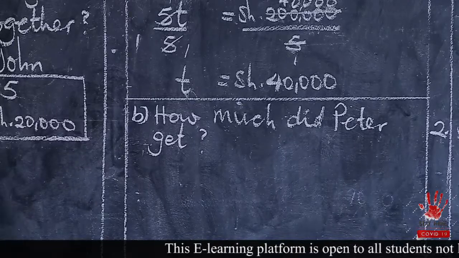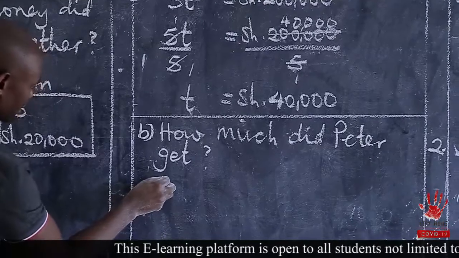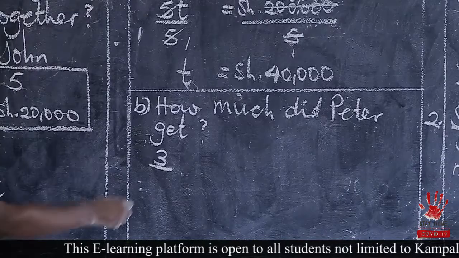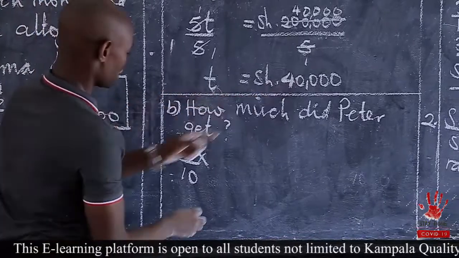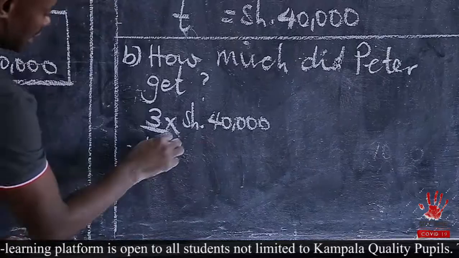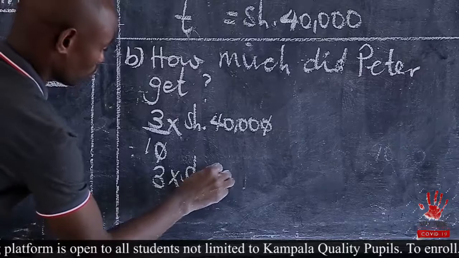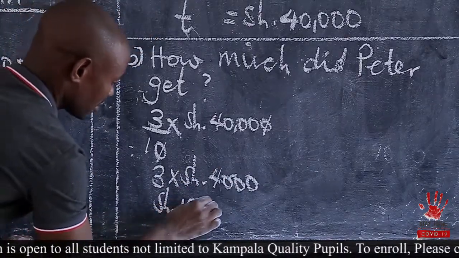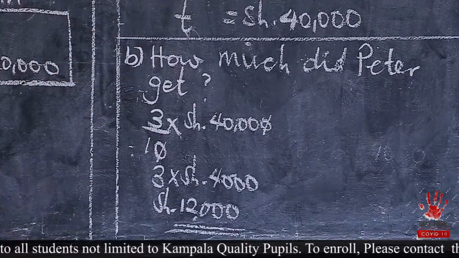So since we have now the total, I think things are now very easy. We know that Peter has 3 out of the total ratio, which is 10. Then times, how much money are they sharing? They are sharing 40,000 shillings. So times 40,000. We are canceling this and that. So we shall have 3 times 4,000, and this one is going to give you 12,000 shillings. So it means Peter got 12,000 shillings.